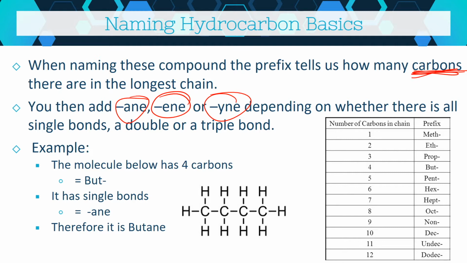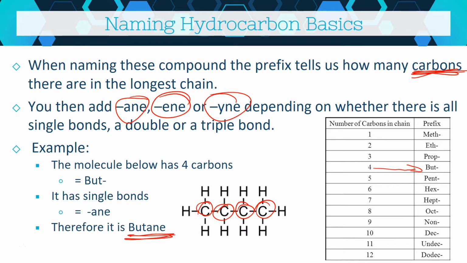All right, so down here we've got 1, 2, 3, 4 carbons. So 4, if we look on our list here, 4 is bute. It says but, it's pronounced bute. So we have bute, and then it's only single bonds, so we use ane. So it is butane, and that is how we work it out.